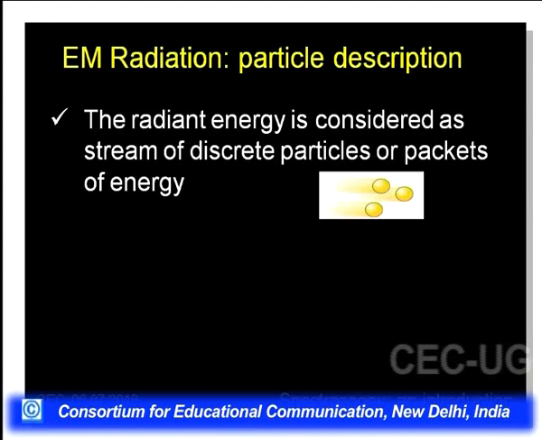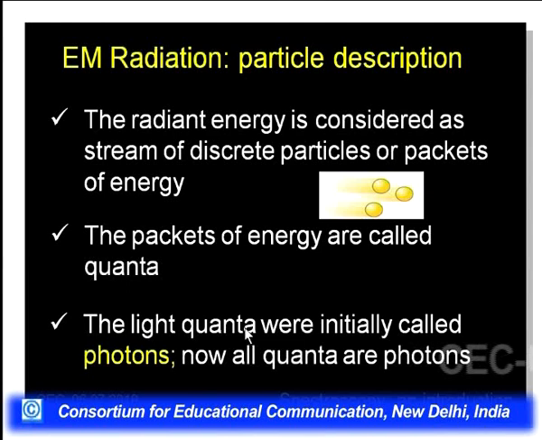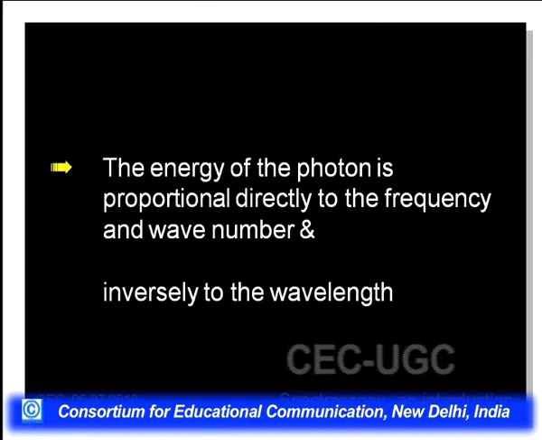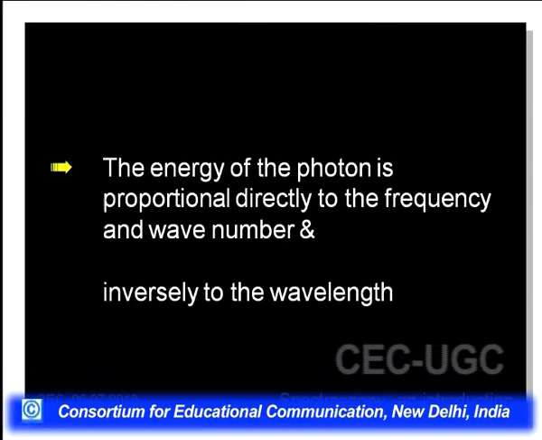And each packet of energy is actually called a quanta. This term actually came up earlier. So the light quanta, that means the quanta or the quantum is singular, the quanta of visible light, were actually called photons to begin with. Nowadays all radiation quanta are called photons. It has become a general term now. Earlier it was used only for visible light. Okay, that is as regards our description of electromagnetic radiation. Now essentially what you see is that the energy of a photon is proportional to the frequency and the wave number, because hc nu bar, and is inversely related to the wavelength. Okay, so that is as regards our description of electromagnetic radiation.